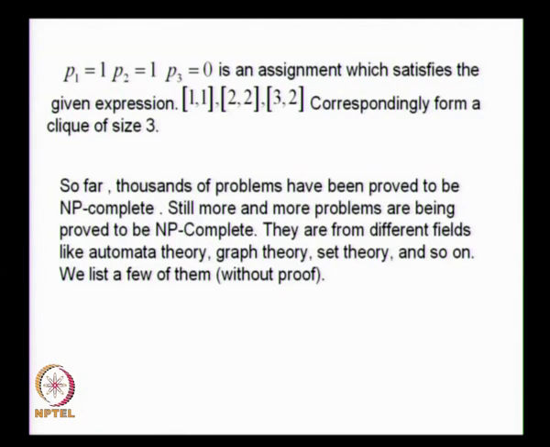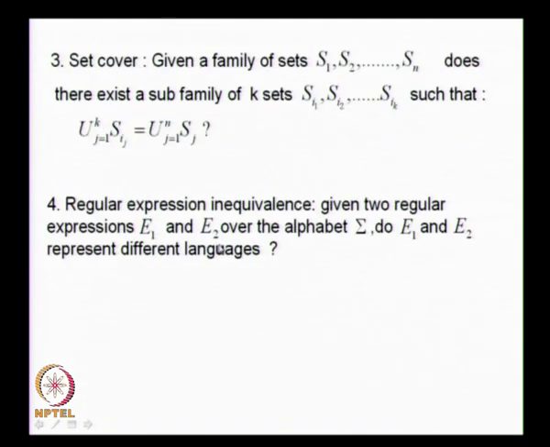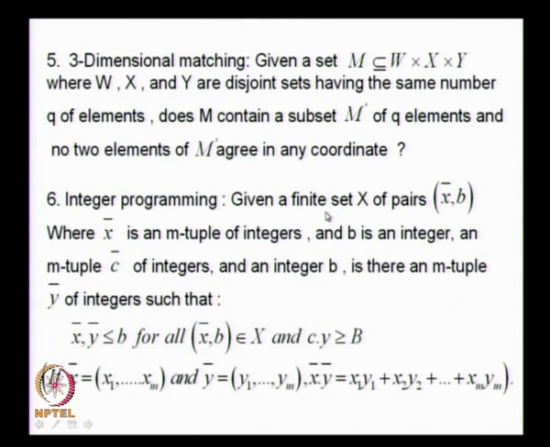So far, thousands of problems have been proved to be NP complete, and more and more problems are being proved to be NP complete. They are from different fields: some are from automata theory, some are from graph theory, some are from set theory, and so on. Some of them are the vertex cover problem in a graph, the Hamiltonian circuit problem in a graph, the set cover problem in set theory, regular expression inequivalence in automata theory, three dimensional matching in set theory, and the integer programming problem. These are some of the problems which have been proved to be NP complete.